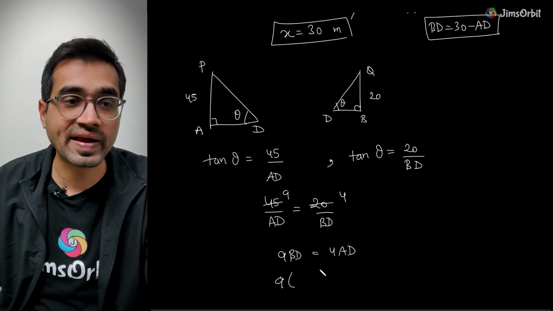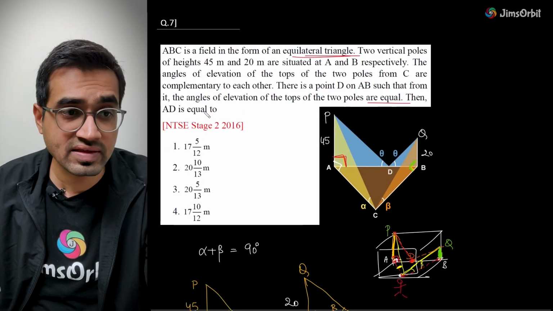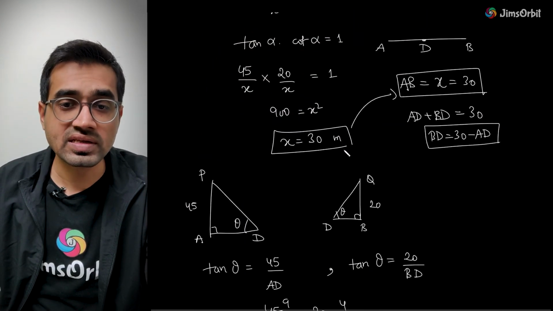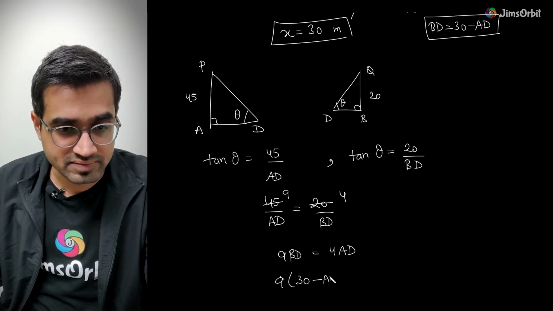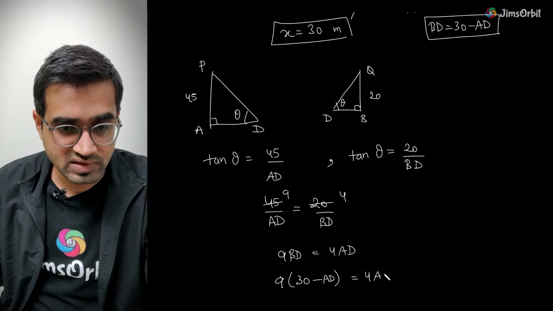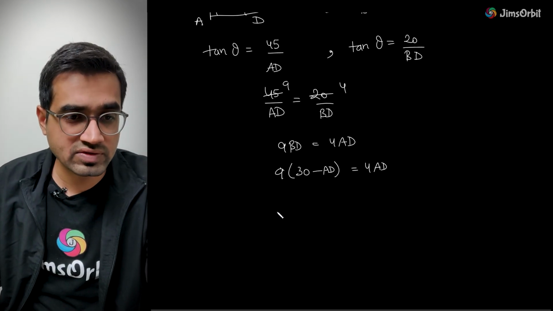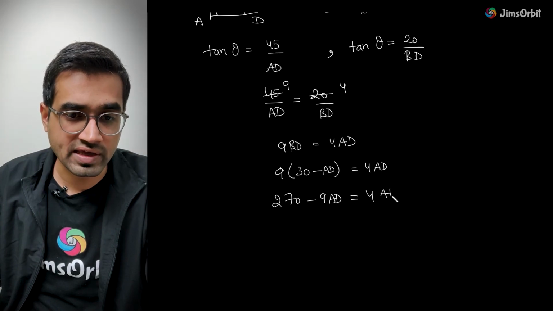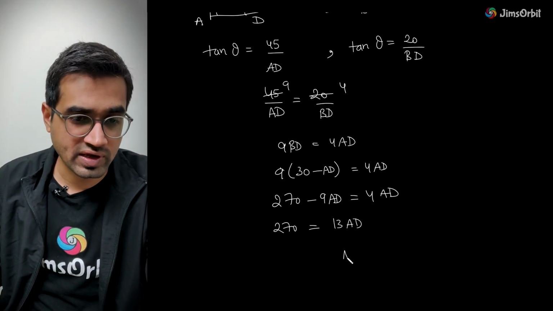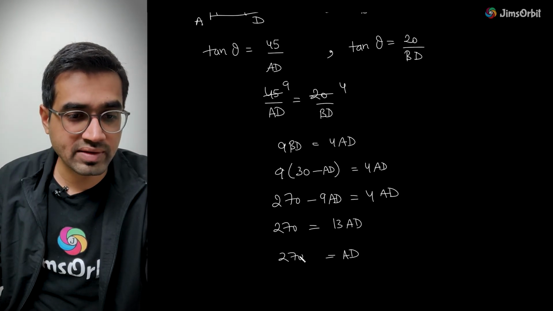I want the length AD. They asked us to find the length AD only. So BD is 30 minus AD. Now we'll simplify this. This will be 270 minus 9 AD equal to 4 AD. So 270 is equal to 13 AD. So AD is equal to 270 by 13.